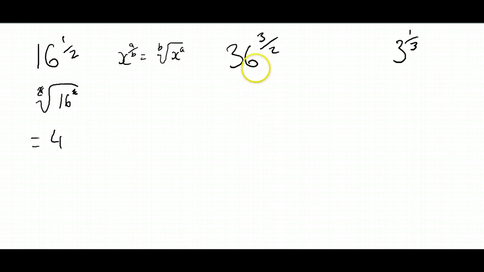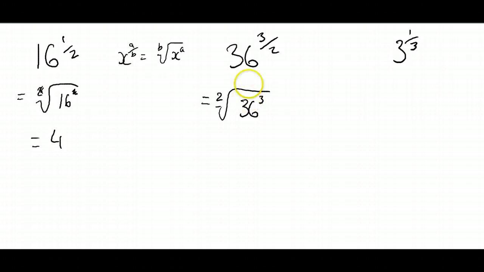Here's another one, 36, and this time it's got 3 on top of the fraction and 2 on the bottom. So let's use our index law again. It's going to equal 36 in here. The 3 goes above, it's raised to the power of 3, and the 2 goes out the front here. Okay, so first we've got to do this, 36 cubed.